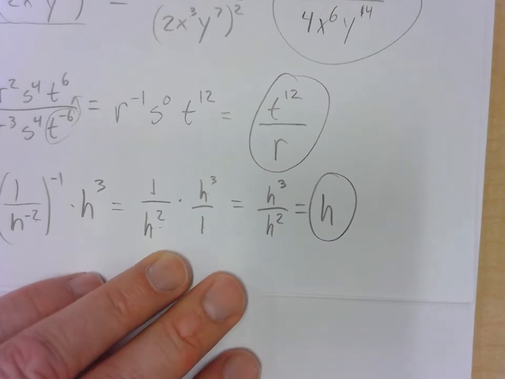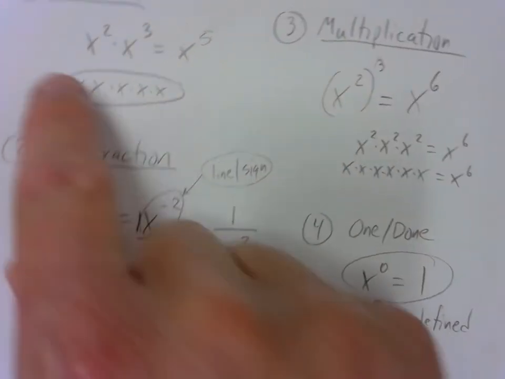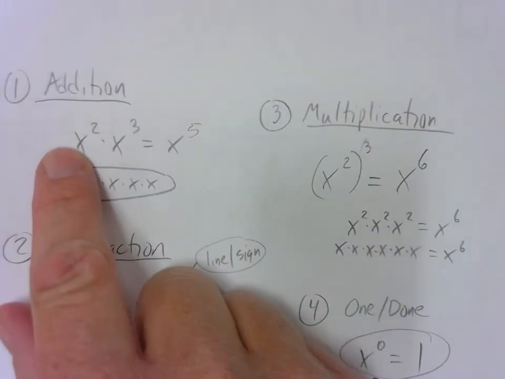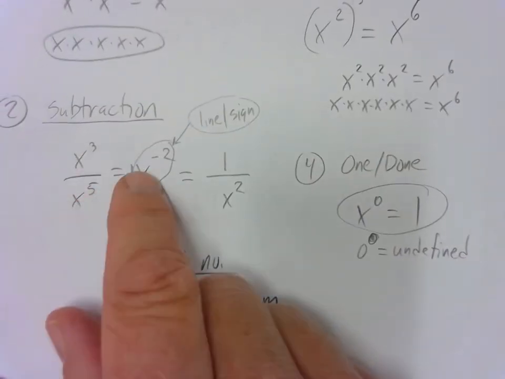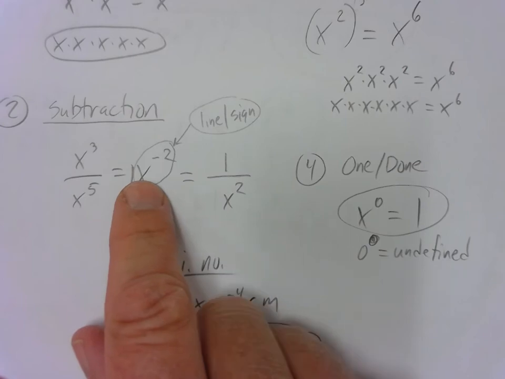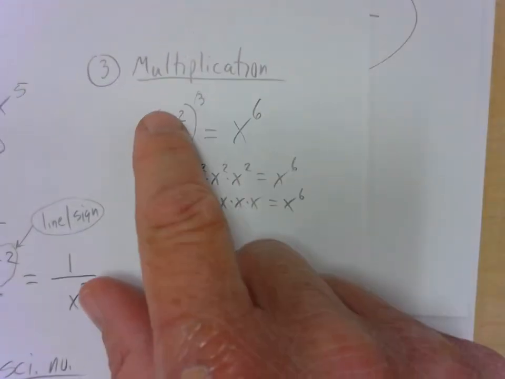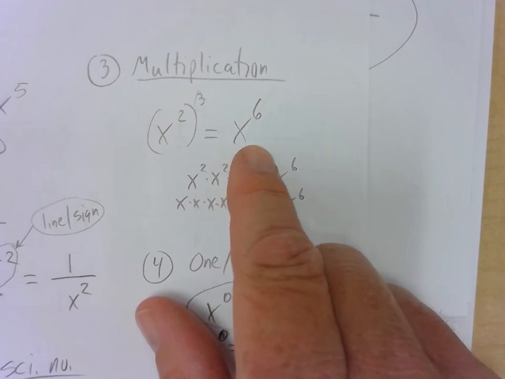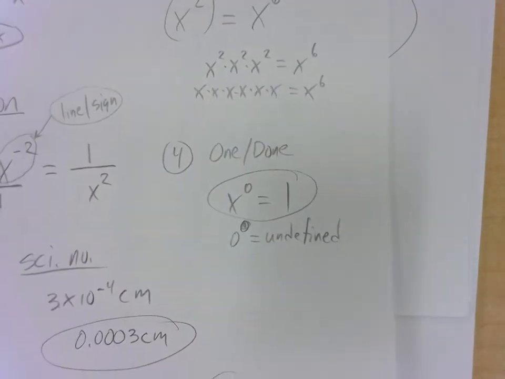That takes you through the left-hand column. Remember, these are the rules that we just did. The addition rule: when you multiply like bases, we add the exponents. When you divide like bases, you subtract the exponents. If you get a negative exponent, cross the line, change the sign. When you have a power to a power, you multiply the exponents. And anything to the 0 power is 1. It's the one and done rule.